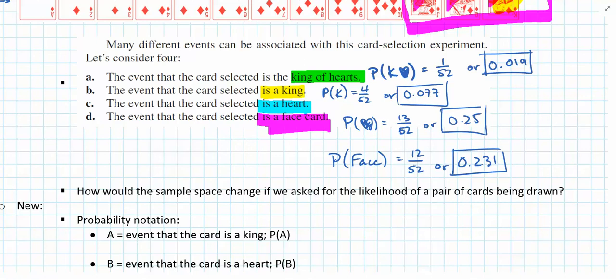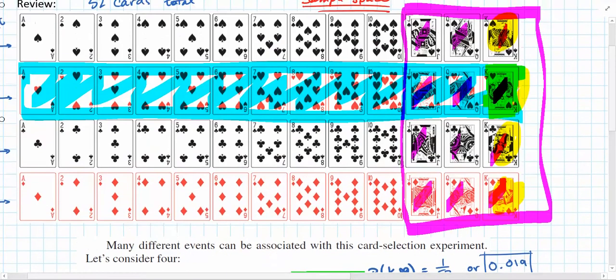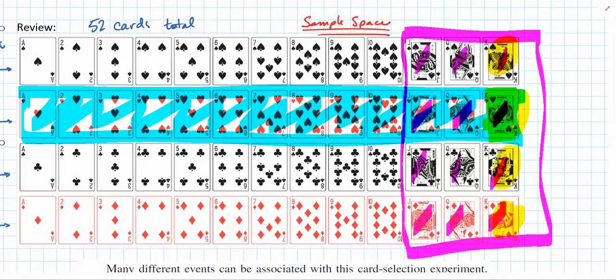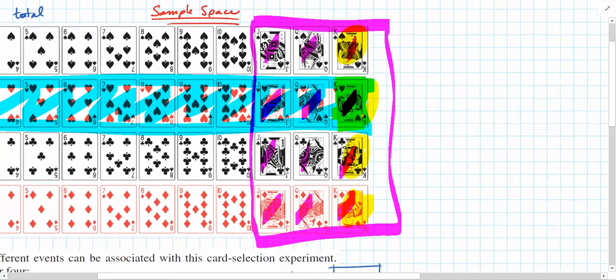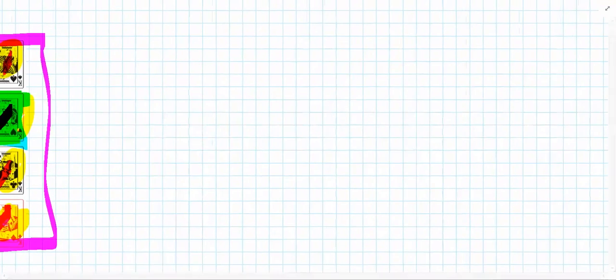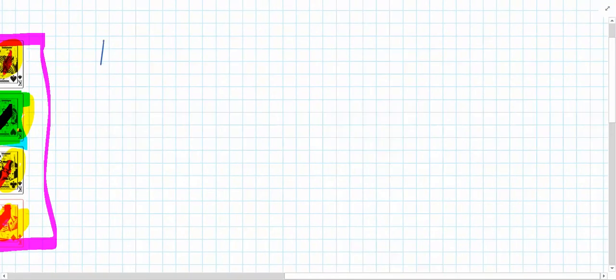And so at this point, I'd like to ask the question, how would our sample space change if we were considering the likelihood of a pair of cards being drawn? In this case back here, we looked at our sample space, and all that we were interested in were all of the individual cards. So every card individually was laid out. Now I'm considering the idea of a pair of cards.